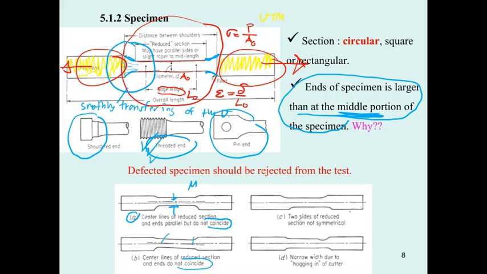And the third, the two sides of the reduced section are not symmetric. So when you grip the specimen, you may have some problem with the installation of the specimen. And also the last one, you have the hooking like this. This is going to be the weak point of the specimen, and the specimen will start to fail here. This kind of defect will produce low testing results. We should not use it. When we find one of them, you should reject that specimen.